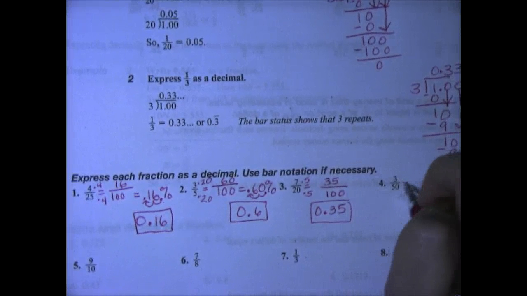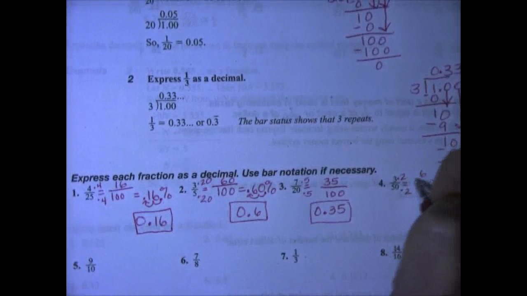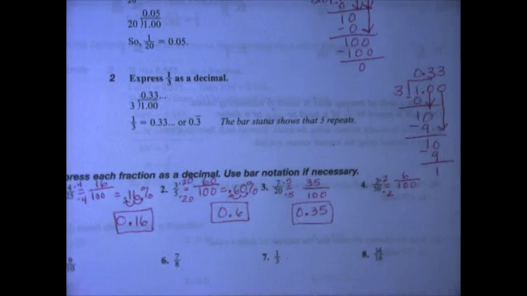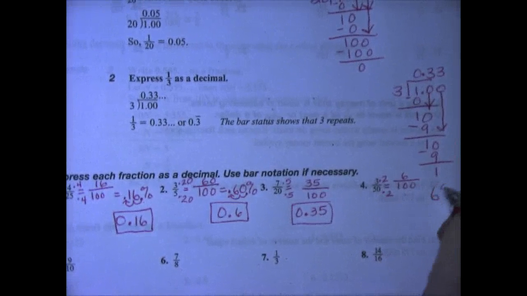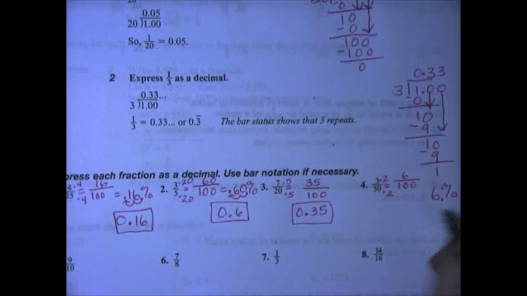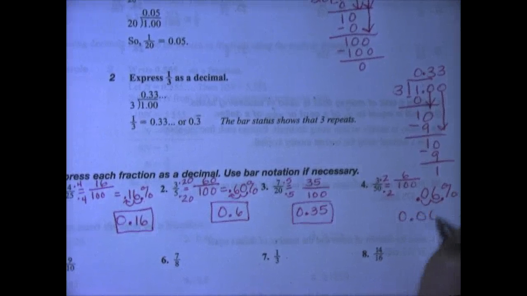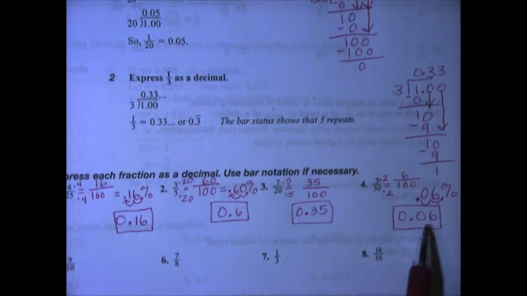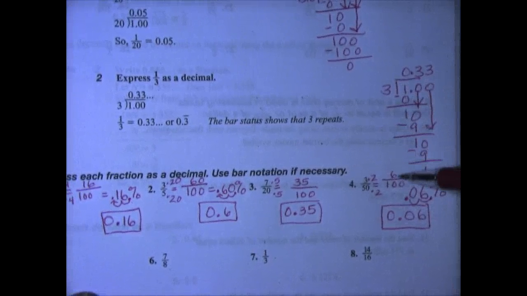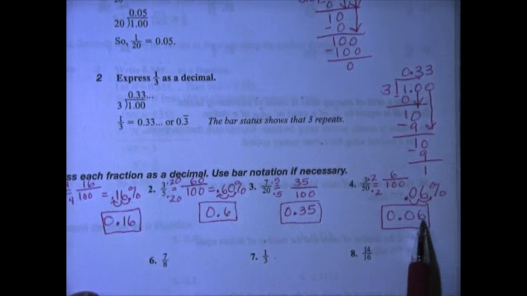3/50 then easily becomes a denominator of 100 by multiplying by 2. So 3 times 2 is 6. Now this one is a little bit tricky because 6 over 100 we know is 6%. We have an assumed decimal point. We're going to move it 1, 2, so we've got to have a placeholder here. So we're going to have 0.06 or 6 100ths. If you read this correctly, this fraction is 6 100ths. In order for your decimal to be 6 100ths, the 6 has to be in the hundredths place, so you know you need a 0 here.